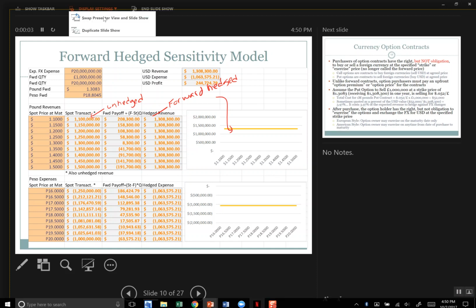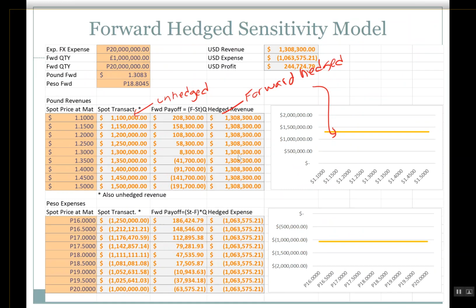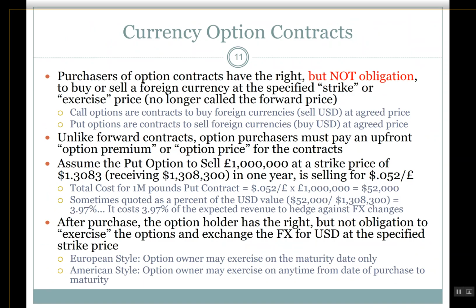All right. So now we're going to use options to hedge this. An option is the right but not obligation to buy or sell something. A forward contract is the obligation to buy or sell something. With a forward contract, it's basically just one contract, and one party is the buyer and one party is the seller. With options, you have either call options or put options. I buy a call option if I want to buy the foreign currency, and I buy a put option if I want to sell a currency.